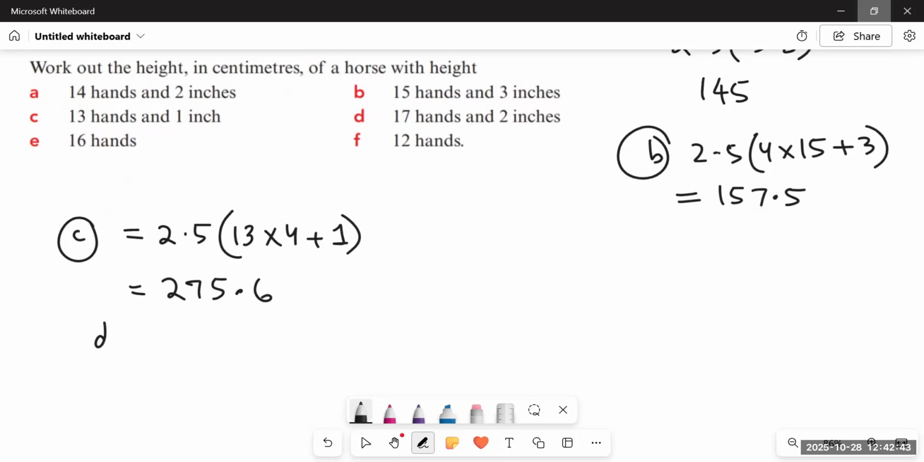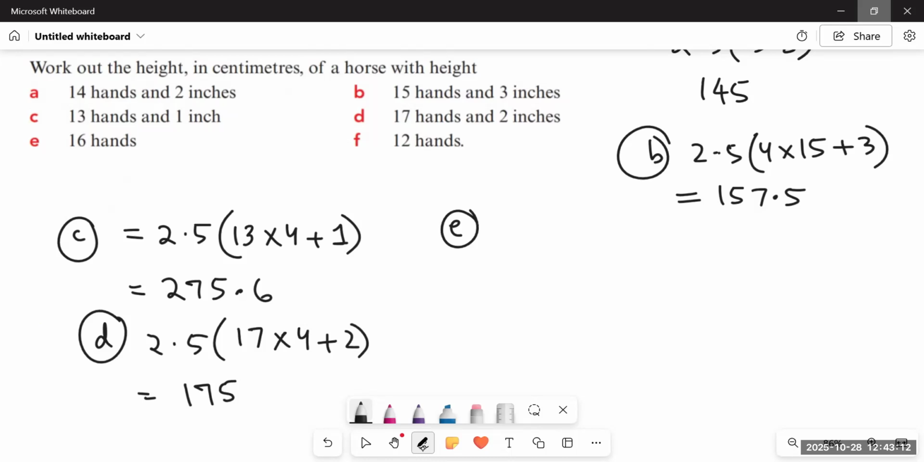For part D, it would be 2.5 into 17 multiplied by 4 plus 2. Because whatever number of hands is given, we have to multiply it by 4. Here it's 17, so we'll multiply it by 4. It will give us 68. Then we will add the number of inches to it. It becomes 70. Then we will multiply it with 2.5. So there are 3 to 4 steps involved in each of these parts.